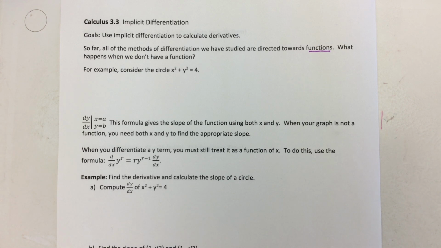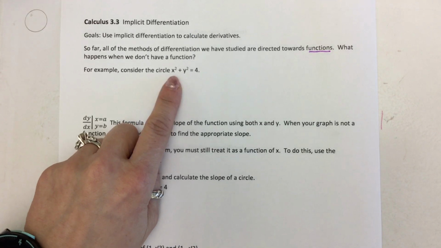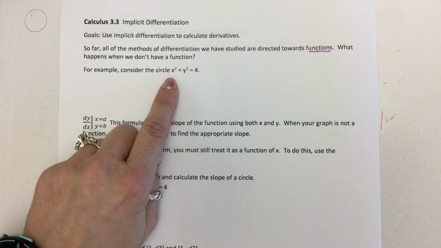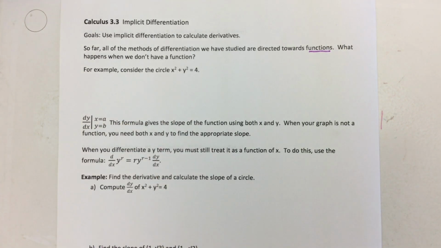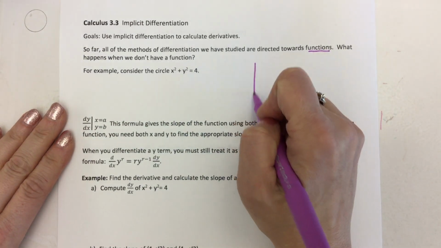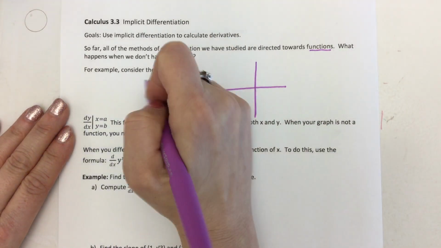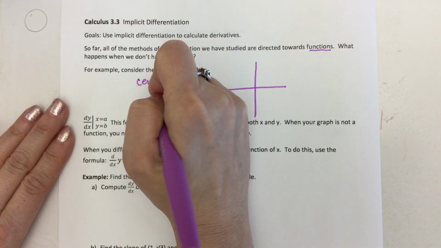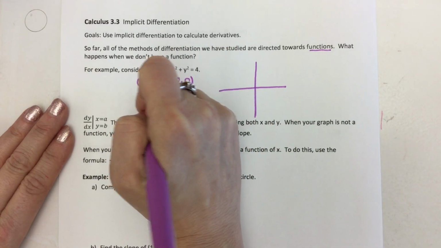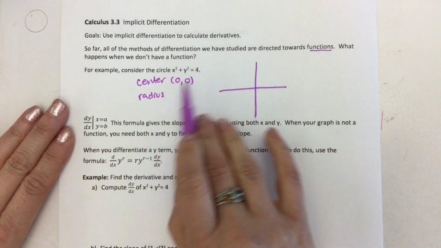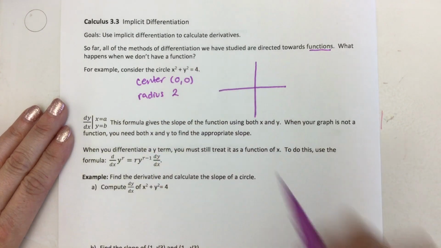Well, what happens if we don't have a function? So for example, if you remember from college trig, or if you haven't taken college trig, don't worry about it. This is the equation of a circle. You could also go on to Desmos.com and plug that in. What you would see is a circle that has a center at 0, 0, and a radius, which is the square root of whatever this is equal to. So we have a radius of 2.